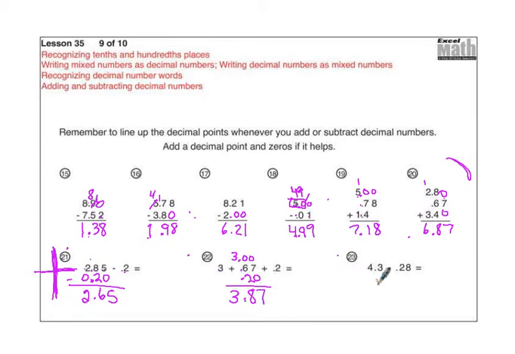4.3 minus 0.28, put the decimal point below there, 28. I'm going to fill in that 0, and I'm going to subtract. Now I can't do 0 minus 8. I have to regroup by borrowing from the 3, make that a 2. 10 minus 8 is 2. 2 minus 2 is nothing. Decimal point, and then you have a 4 right there, for 4 minus nothing is 4.